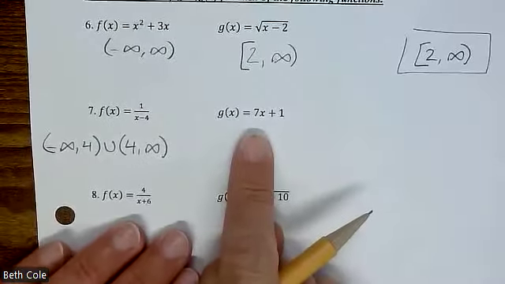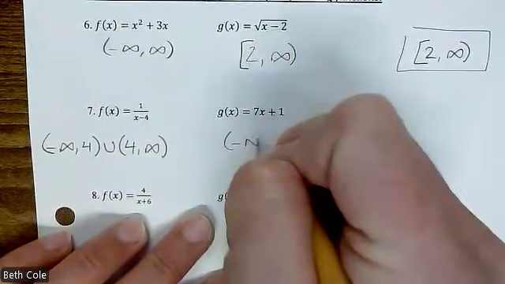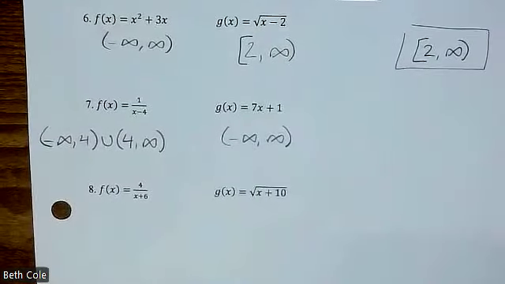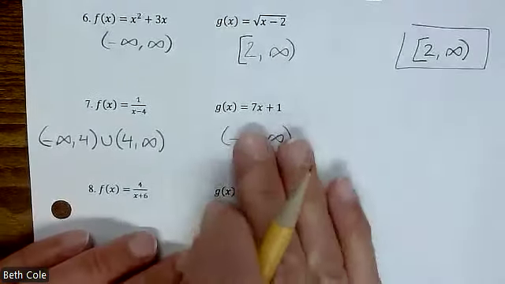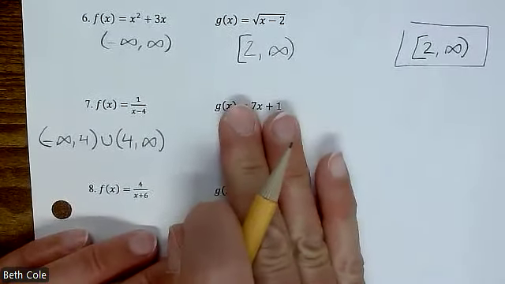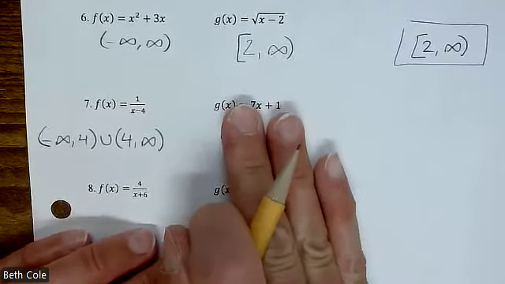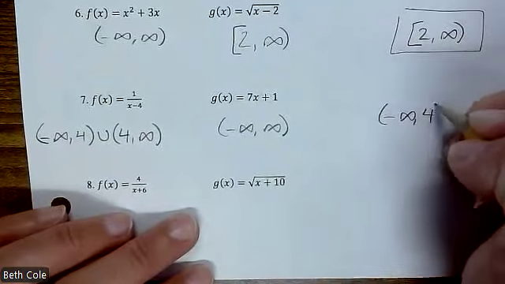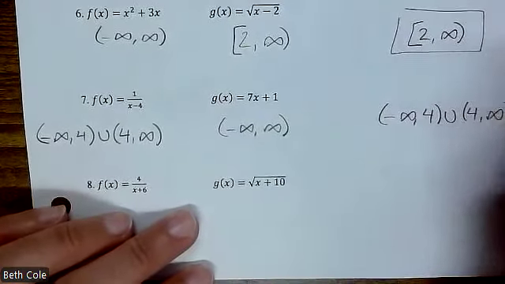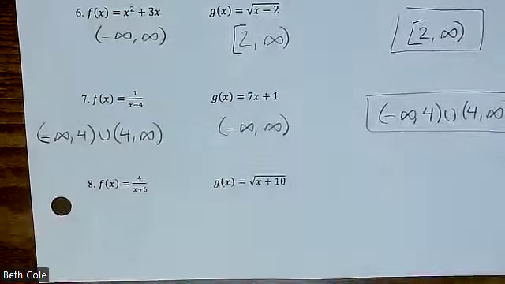This would be a line, so all reals. A line goes forever both ways. That's your good old y equals mx plus b. So again, this one doesn't have any restrictions. It's like everybody's invited to the party. So we're going to kind of ignore that. If you put these together, 4 is just your troublemaker. So if you put them together, that is your answer.